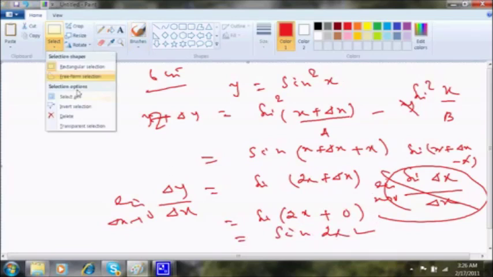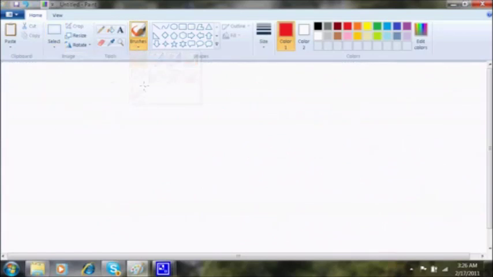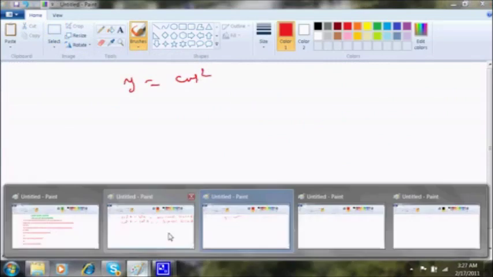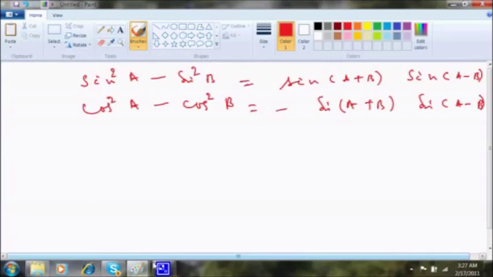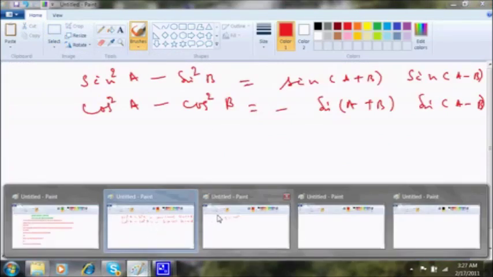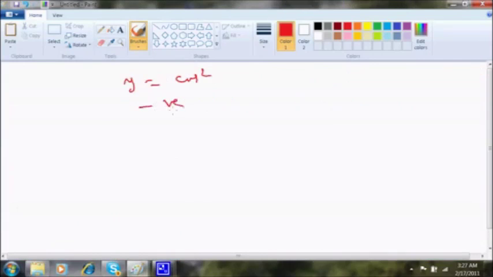The very same thing for the cos square, but as the formula is involving a minus sign, the answer will come to be negative, or in other words, you will get dy by dx is minus sine 2x. And if you still do not get this, then you can give me a call or a mail.